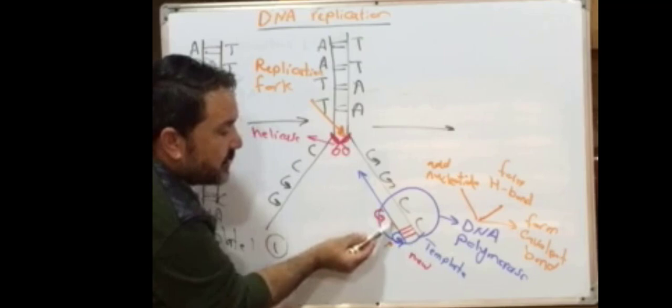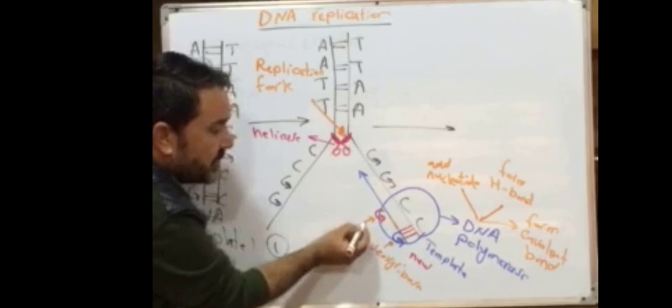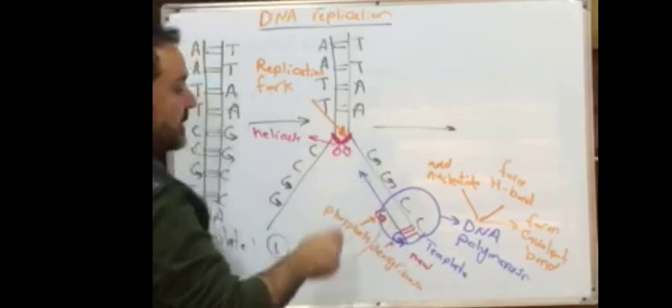So the deoxyribose sugar of this nucleotide connects to the phosphate group of the next nucleotide. So the DNA polymerase does three things: adds nucleotides, forms hydrogen bonds, forms covalent bonds.